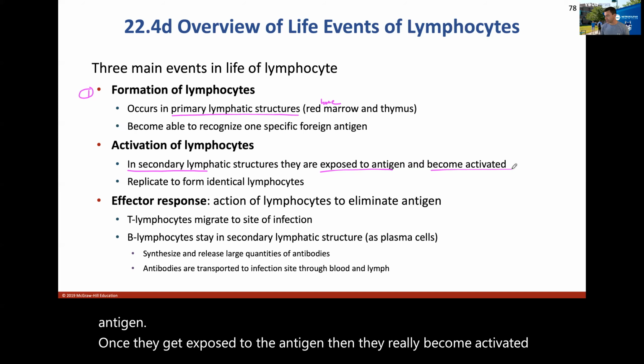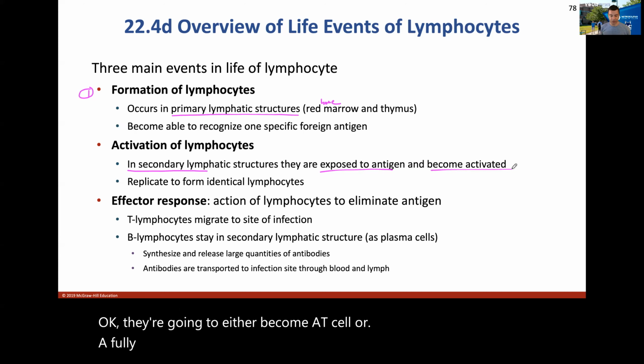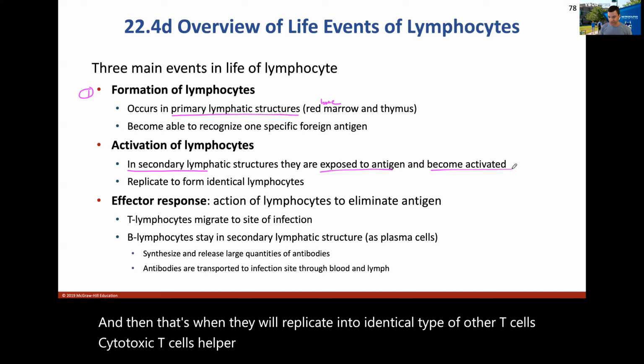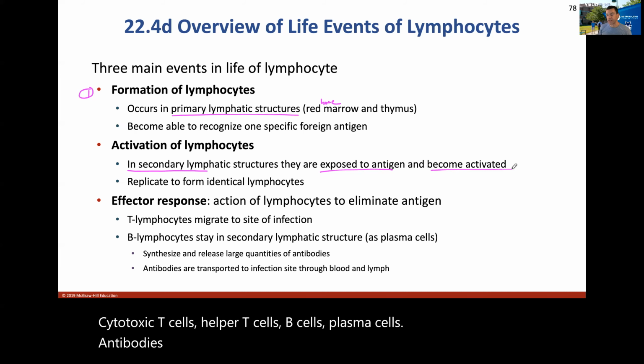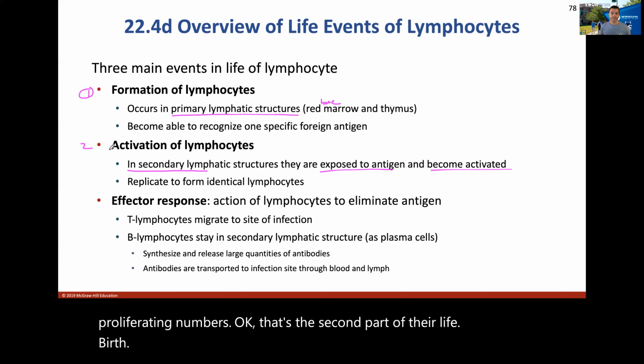They're going to either become a fully functioning T cell or become a fully functional B cell, all right? And then that's when they will replicate into identical types of other T cells, cytotoxic T cells, helper T cells, B cells, plasma cells, antibodies. And they differentiate and they become identical and proliferate in numbers, okay? That's the second part of their life. Birth, living life, now the response, okay?